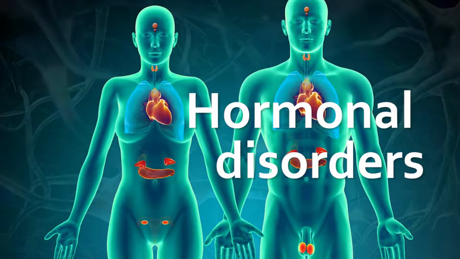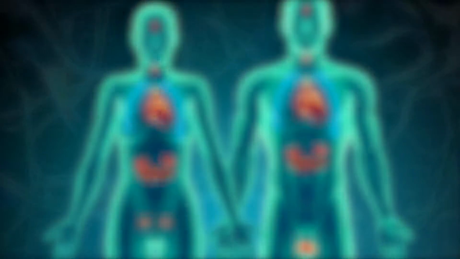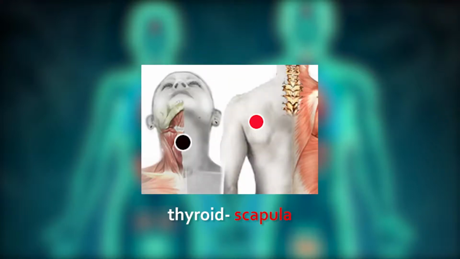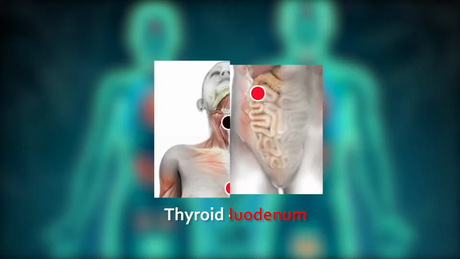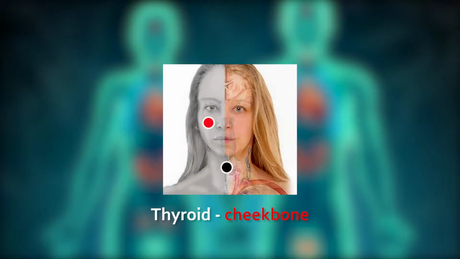Hormonal disorders. In many cases, obesity can be due to hormonal disorders, so it is important to review some pairs related to the endocrine glands. The thyroid, through the thyroxine hormone, regulates cellular metabolism, that is, the amount of energy that our body will consume. An alteration of this gland can lead to being overweight. You can also test thyroid, scapula, thyroid, duodenum, thyroid, thymus, thyroid, cheekbone.